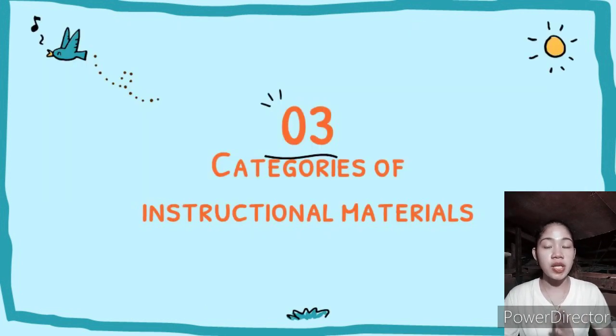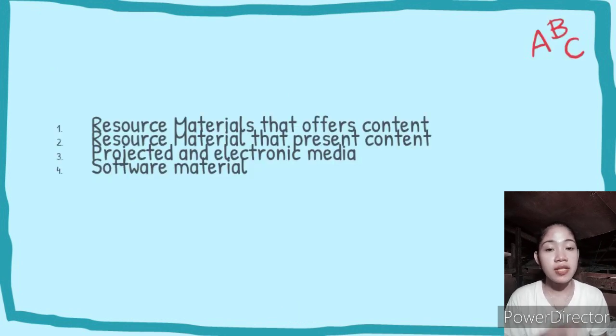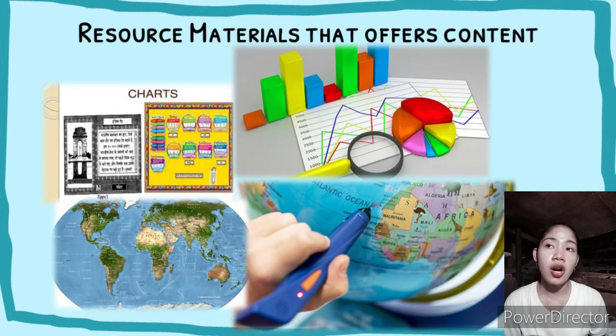So next, speaking of instructional materials, what are their categories? According to Ufugbo, instructional materials have four categories: the resource materials that offer content, the resource materials that present content, the projected and electronic media, and the software materials. The resource materials that offer content are, for example, charts, graphs, audio recordings, tools and implements, prints of all kinds, for example, globes, maps, paintings, and resources in the community.